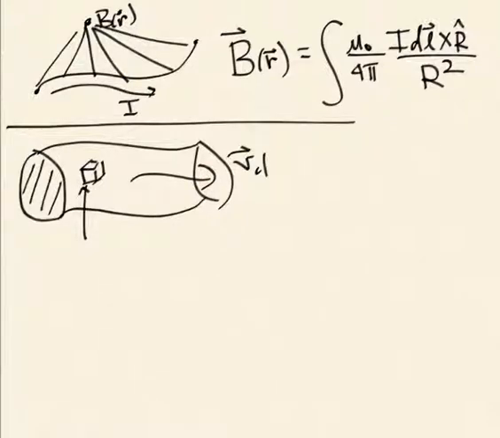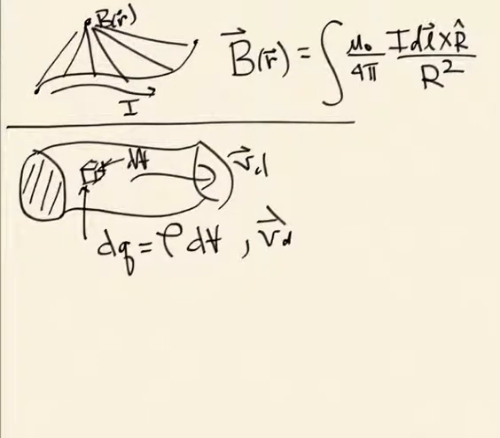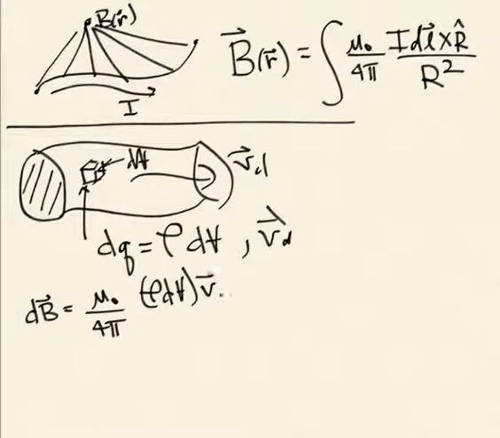And I can consider, in this case, my little dq will be the charge density rho per unit volume, the number of electrons per unit volume times their charge, times the volume element dv. So dv will be the volume of this little cube here. And again, the charges move with v drift. So if I redo the same argument that I did before, I won't go through the whole thing, I can say that dB now is going to be mu naught over 4 pi times rho dV, that's my dq, times v drift cross r hat over r squared. Okay, now I can rewrite.